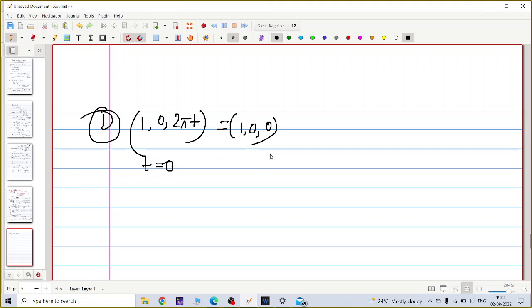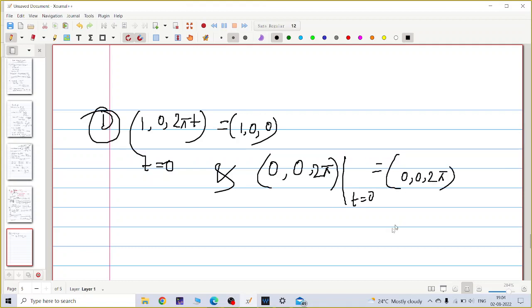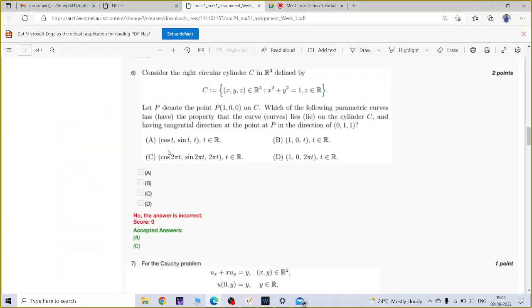Now we have to check another condition: is the derivative at t equal to 0 in the direction of 0 1 1 or not? What is the derivative? 0 0 2 pi. At t equal to 0 it is the same, 0 0 2 pi, because it is independent of t, right? So this is not equal to alpha into 0 1 1. Understand? So option D is false. So what are the correct options? A and C.